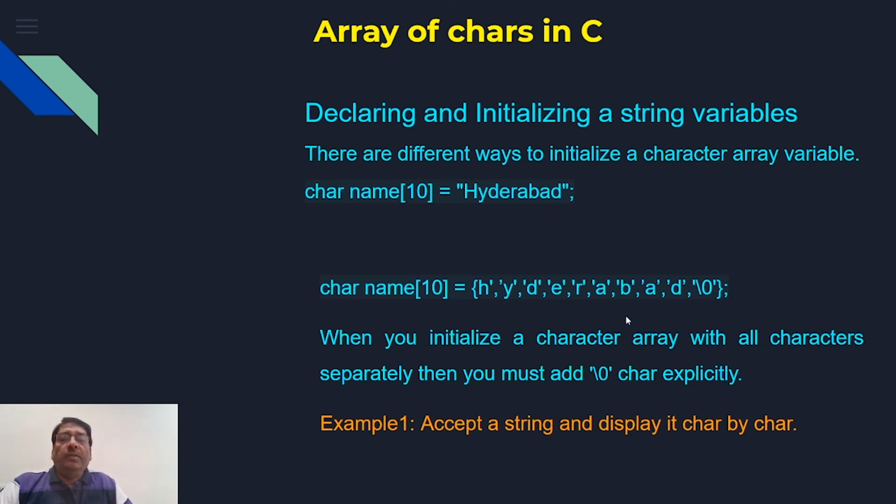So let's try one example. Accept a string and display it character by character. You want to accept one string, which can be of any size, and then display it character by character. When you display it, it will stop at the end and will not display the null character. The null character indicates the end of the string. Let's try to do this.